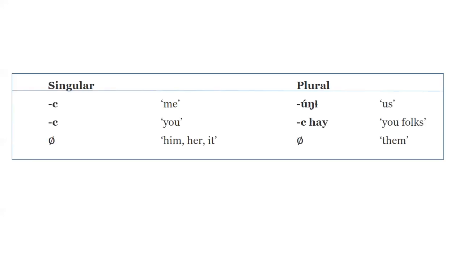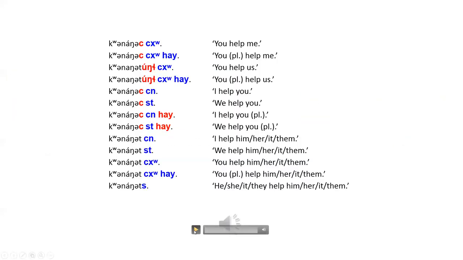Here is a table of object pronouns in our model sentences. Can you help me? Can you folks help me? Can you help us? Can you folks help us?